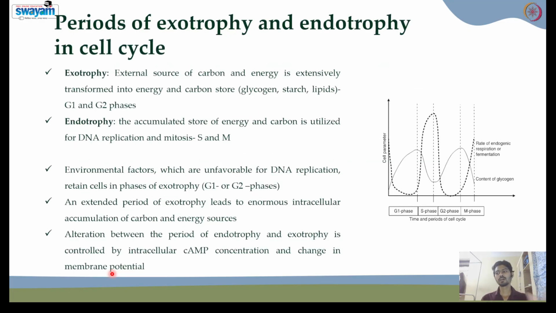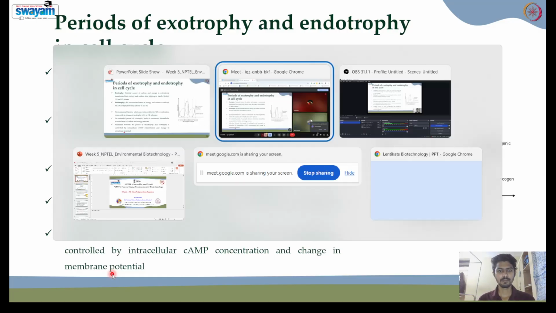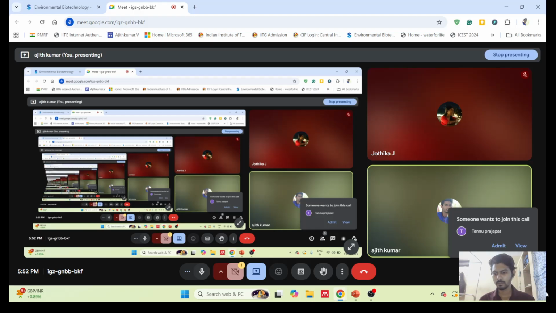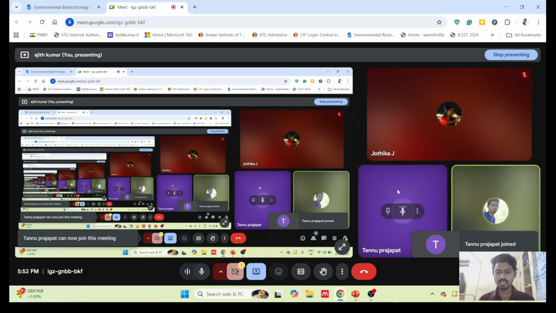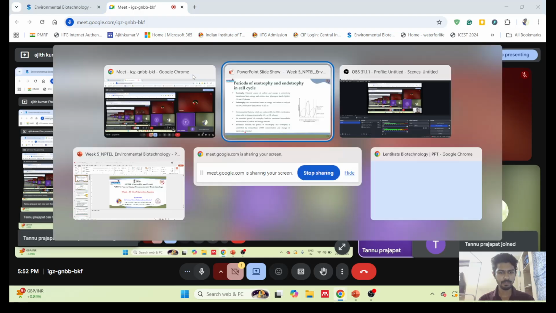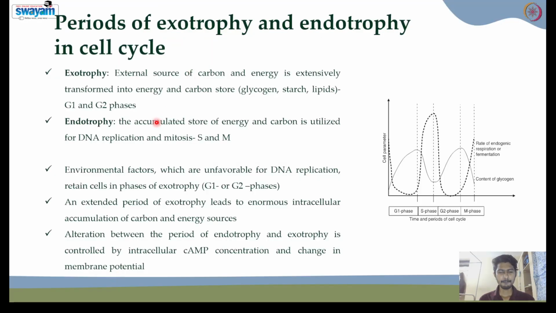So till now we have seen how the cells grow, and we have seen terminologies like cell growth and cell proliferation. What is the difference between them?